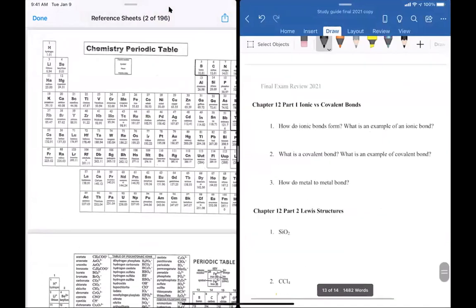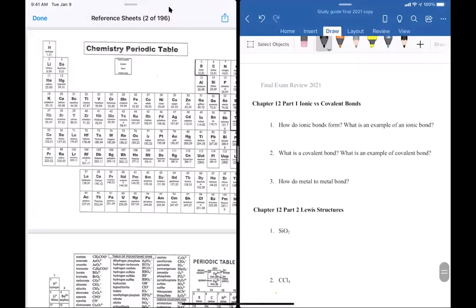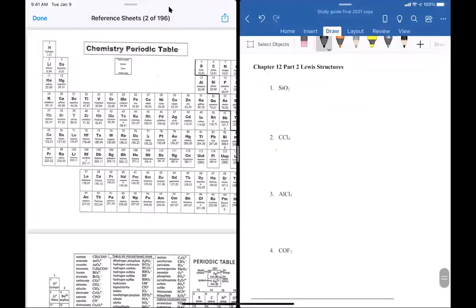Okay, chapter 12, part 1, I'm not going to go over. Those are just definition questions. You can easily look those up. Those are pretty easy. What I do want to go through is chapter 12, part 2. That's the Lewis structures. This is the last thing we did.